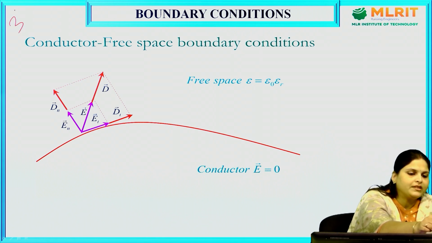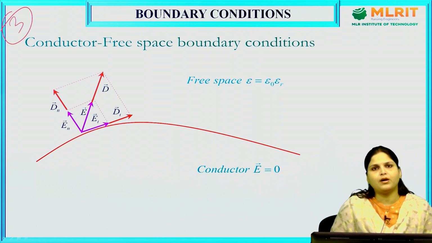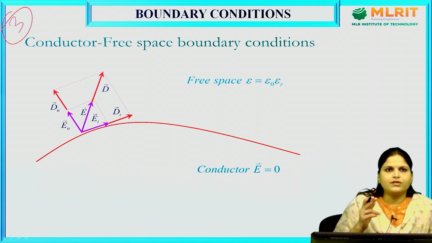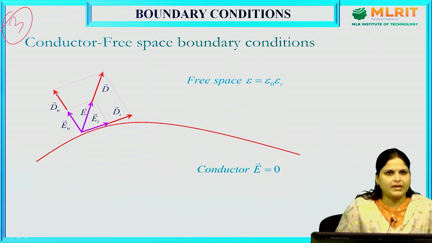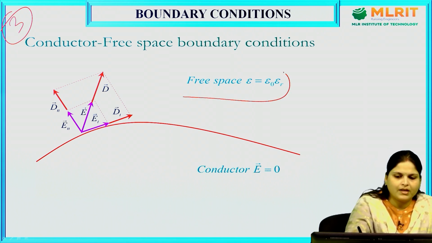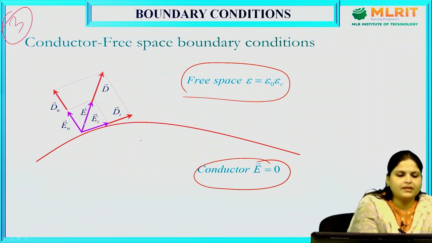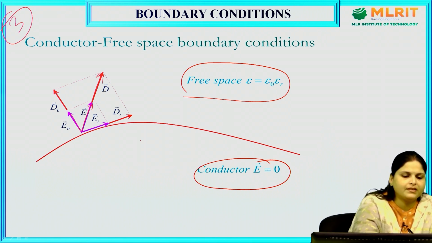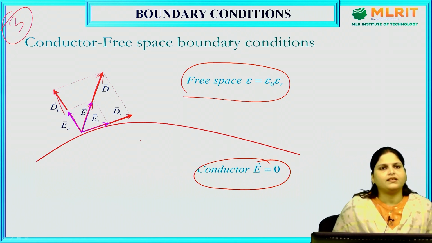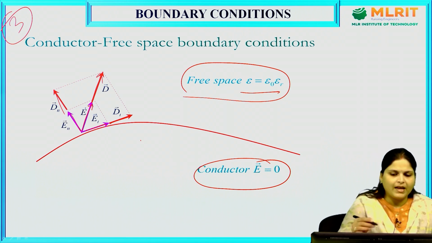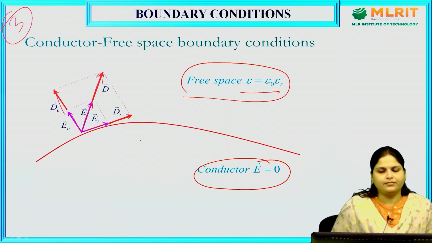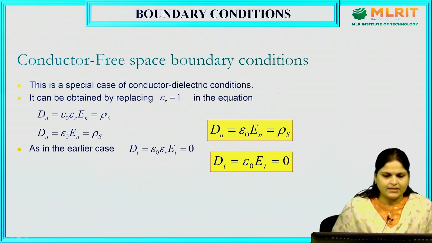The third arrangement is the conductor free space boundary condition. First case was dielectric, second case was dielectric and conductor, third case is conductor and free space, right? So here again inside the conductor the field is 0, in free space the field will be there, so E is there, D is there, both the tangential and normal components of E and D are considered, and epsilon is equal to epsilon naught epsilon r. So for free space we will see what the condition is.